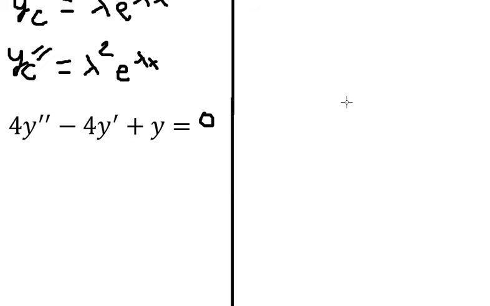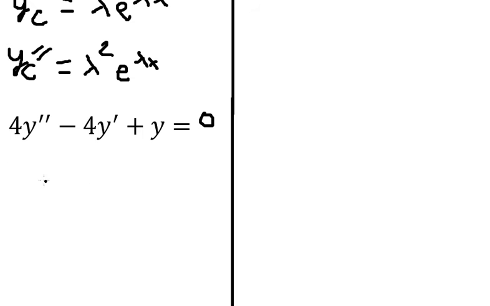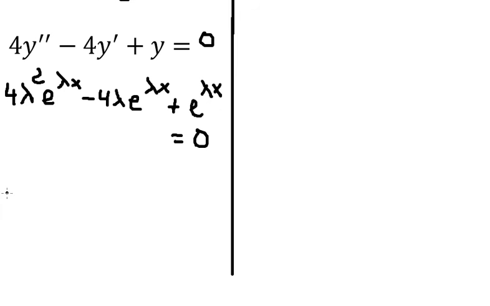So I will put this one here, this one here, and this one here. So we have 4 lambda squared e to the power of lambda s minus 4 lambda e to the power of lambda s plus e to the power of lambda s equals 0. And now we can do factorization.